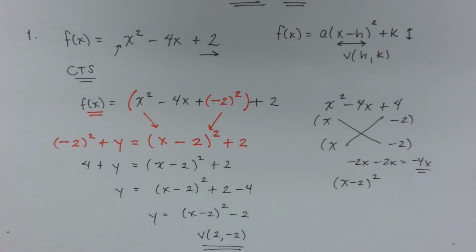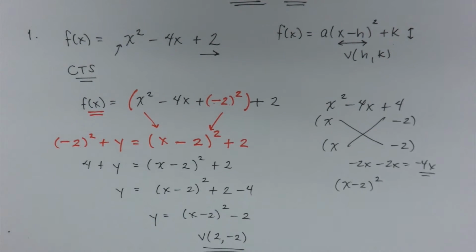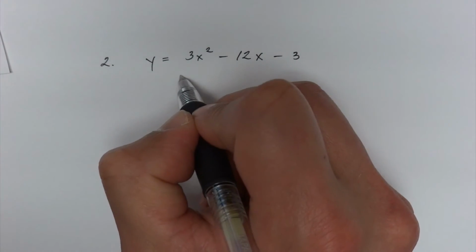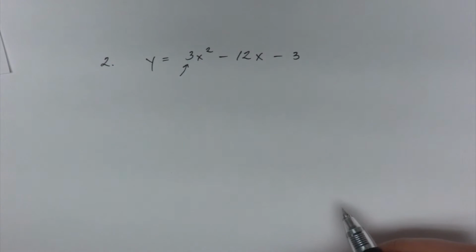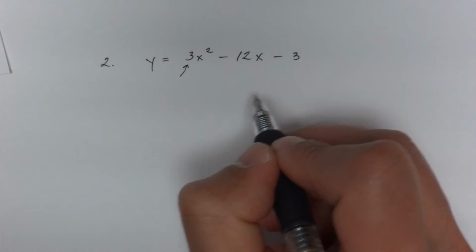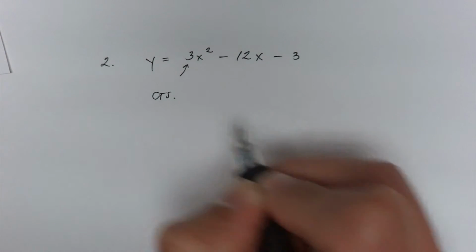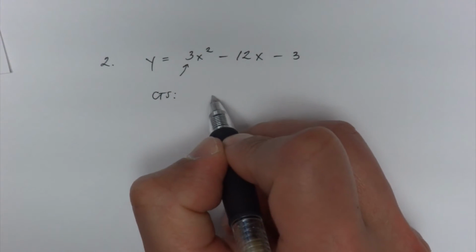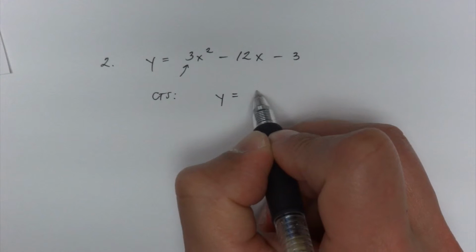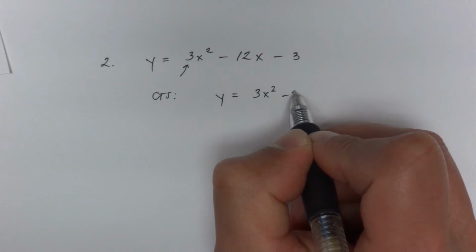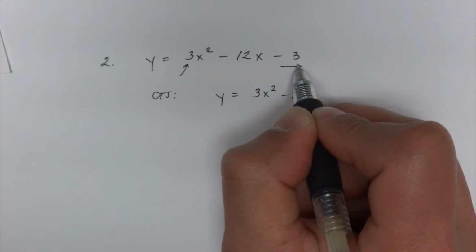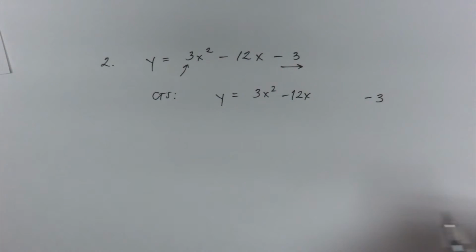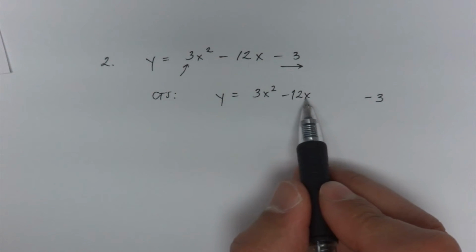Let me do another one, a little bit more complicated with a constant in the front. All right, guys, let's do this one. You notice we have this 3 here in the front. We're going to do the same thing. We're going to complete the square. But remember, the first rule in completing the square is we cannot have that constant. Let's write this out. y is equal to 3x squared minus 12x. Let's move this out here. Let's put minus 3.